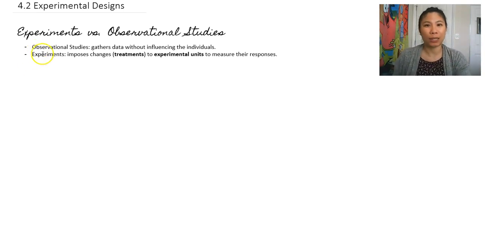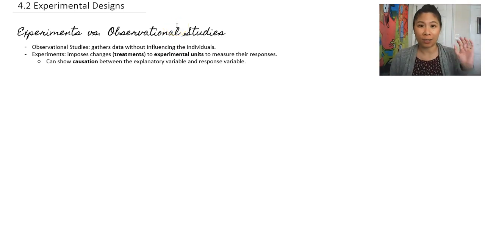So because we're imposing these changes and trying to control the environment for them, with experiments, we can also show causation now between the explanatory variable and the response variable. That's something that we touched on before when we talked about correlation, where you just had some sort of pattern or trend, when we looked at last chapter the correlation between two variables. But if you have an actual well-designed experiment, you can actually show that one variable causes the other.